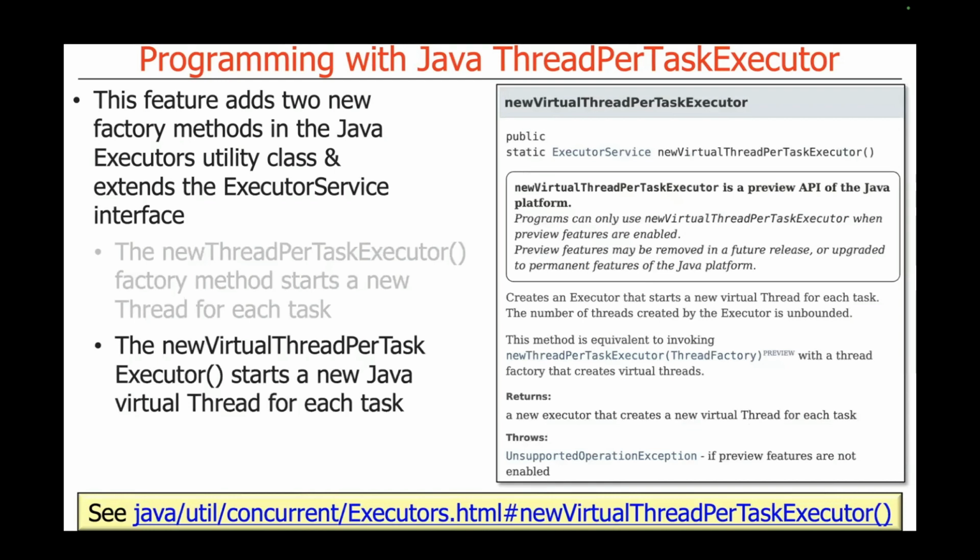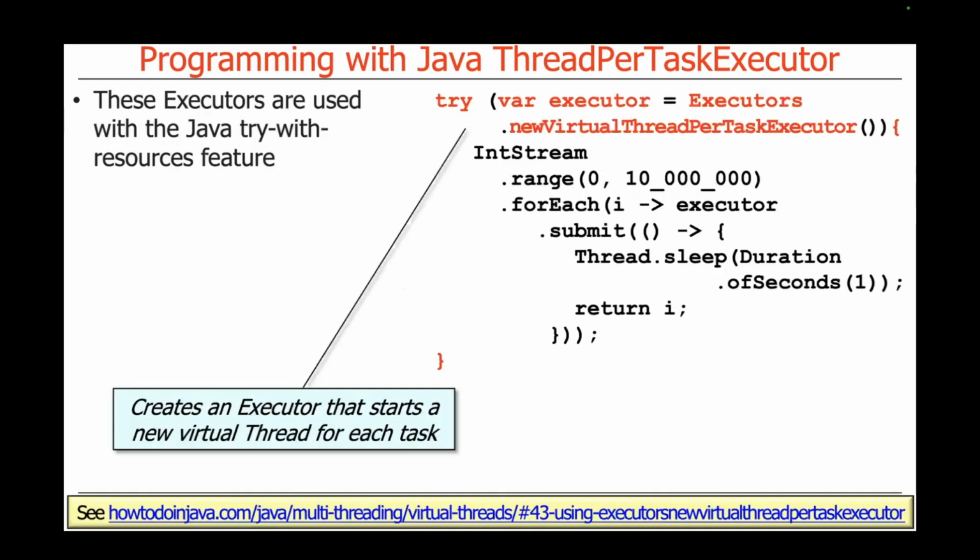Then there's also another method called newVirtualThreadPerTaskExecutor that starts a new virtual thread for each task. So you don't have a choice. You get a virtual thread here. This is also this preview feature that was added here. So let's take a look and see how this can be used.